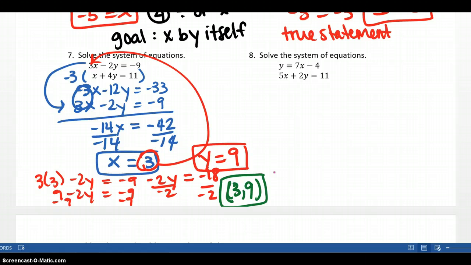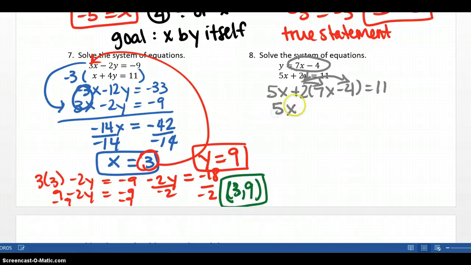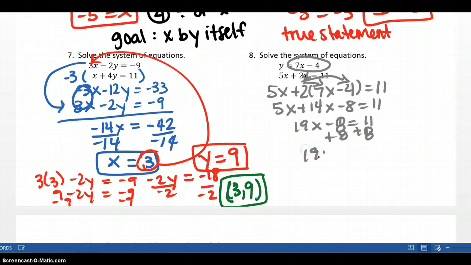Okay. Now for number 8, instead of elimination, we're going to use substitution. So I'm going to start by getting a variable by itself. And since y is by itself, we're going to circle it. And we're going to substitute it into the next equation. So I now have 5x plus 2 times 7x minus 4 equals 11. So now we go back to just solving our equation, and we start by distributing. So 5x plus 14x minus 8 equals 11. So we combine our like terms. 19x minus 8 equals 11. And we add 8. So 19x equals 19. Divide by 19.